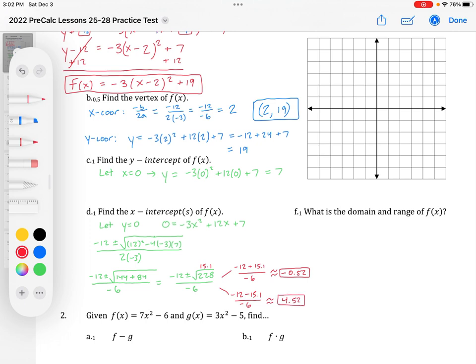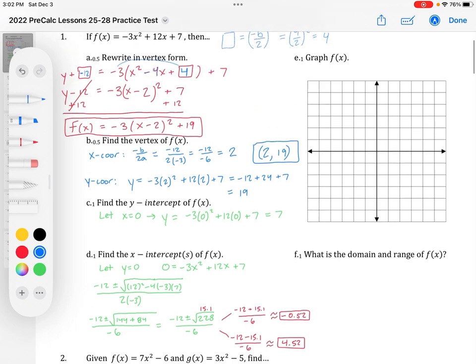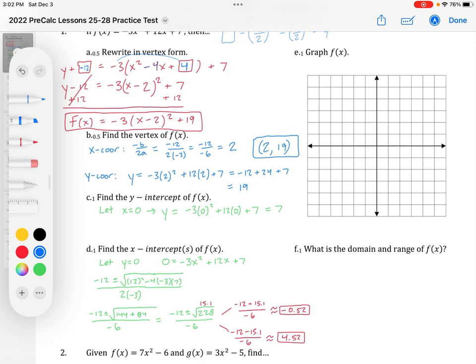Okay, so those are your two x-intercepts. All right, let's look at domain and range. Oh, before that, we're actually asked to graph the function. So in this one, I mean, our vertex is pretty big, so we'll probably have to use a scale of something bigger than 1. I'm going to go ahead and use a scale of 3.